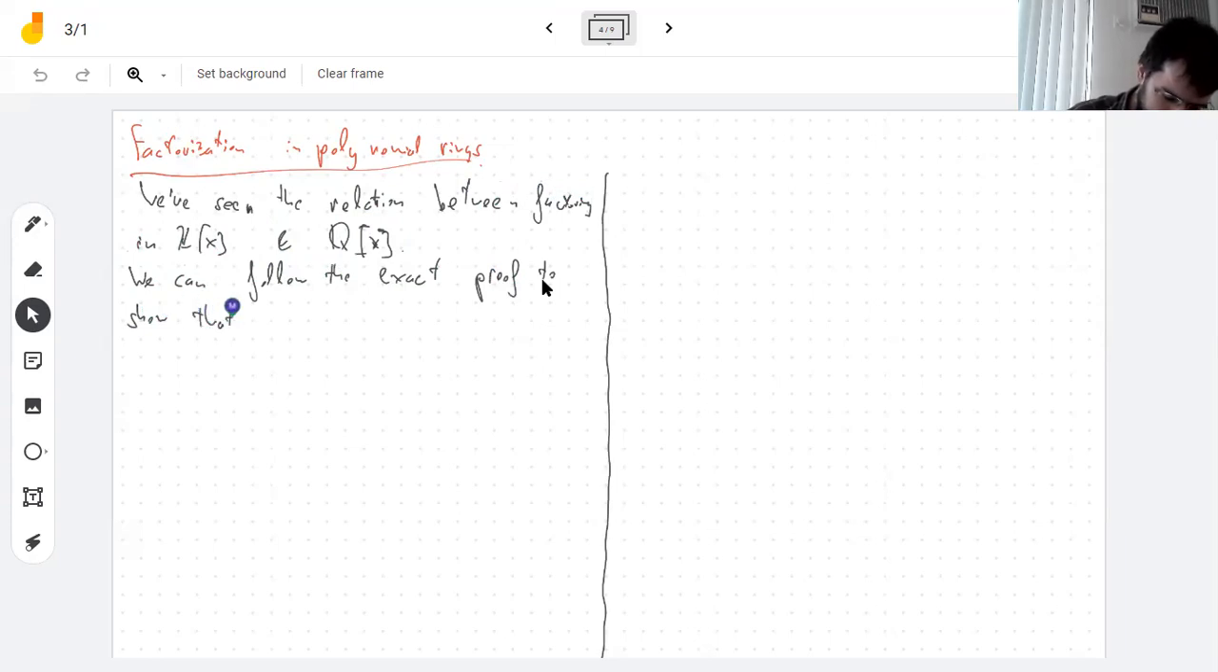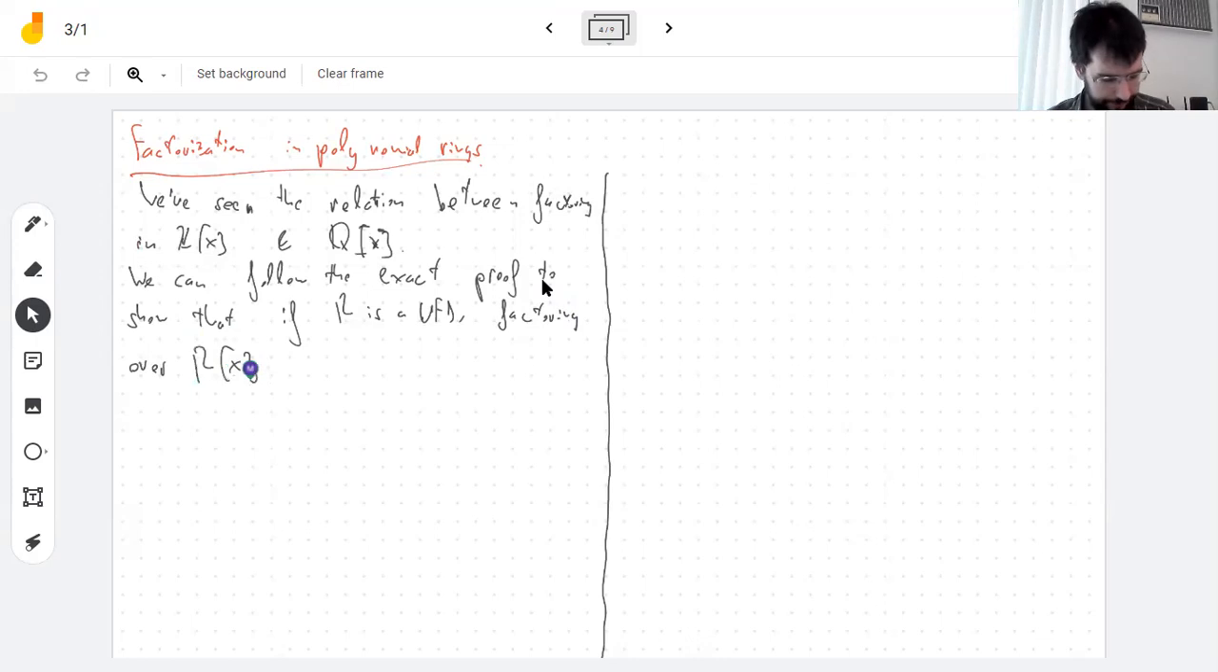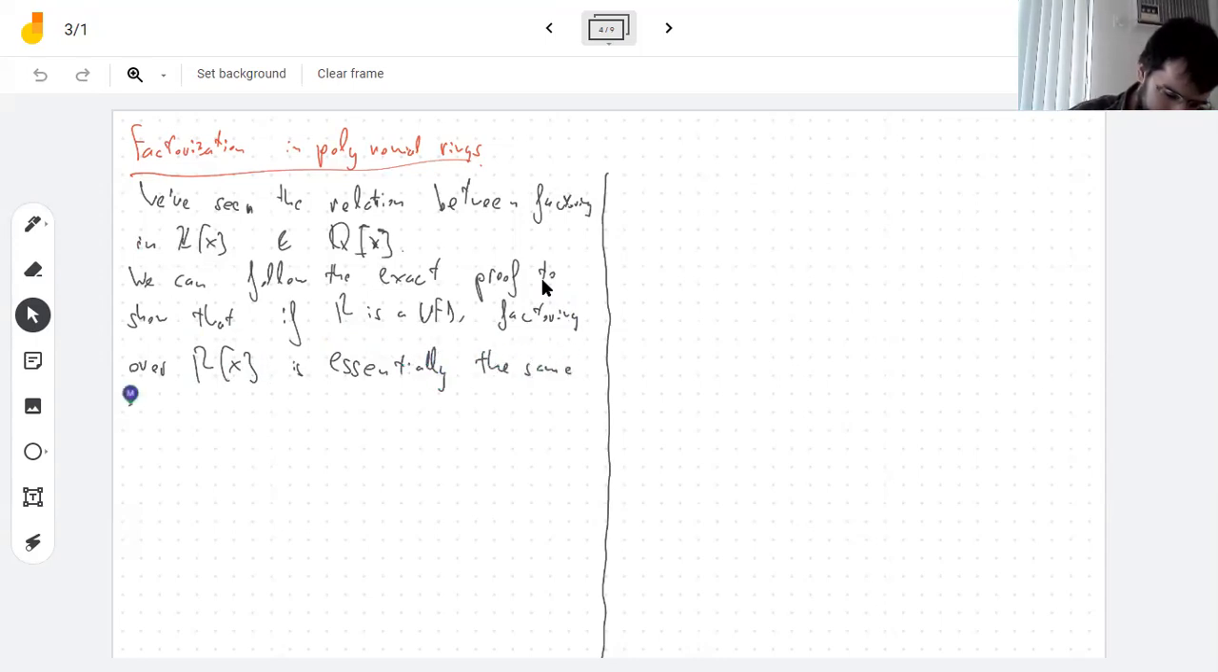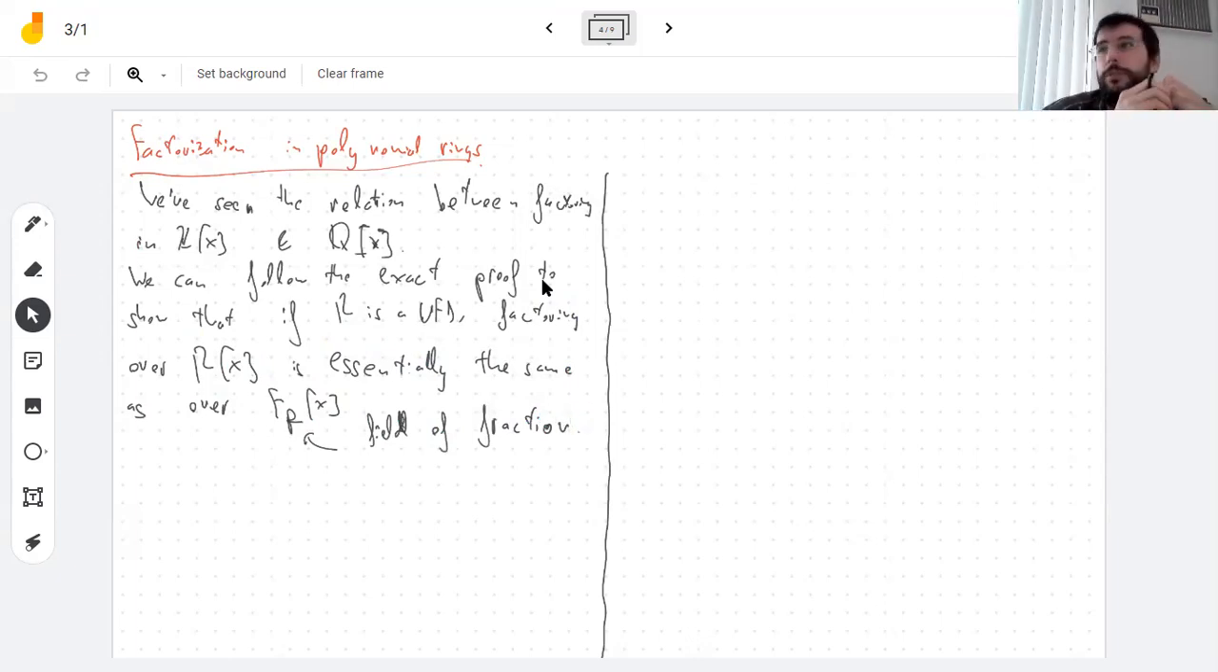To show that if R is a UFD, factoring polynomials over R is essentially the same as factoring over the field of fractions. The precise way is what we're about to say. Remember what we said for the rationals: if you're irreducible over the integers, you're irreducible over the rationals. You have a polynomial over the integers, and you factor it over the rationals, and that factorization works over the integers. So they're the same problem.